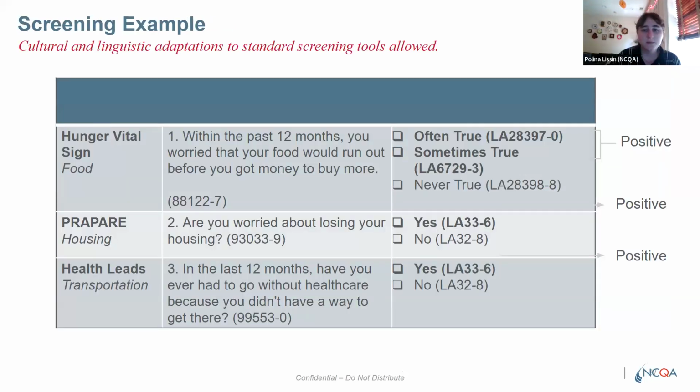Okay. So here's an example of a screening questionnaire. So taking different questions from different tools, so long as they have an associated LOINC code, is allowed. And then the measure specification language also allows for cultural and linguistic adaptations to the standard screening tool. So for example, this questionnaire has the Hunger Vital Sign food insecurity screening question. The responses that are considered positive are bolded. The housing question is a PREPARE question about fear of losing housing, and the transportation question is from Health Leads. Next slide.